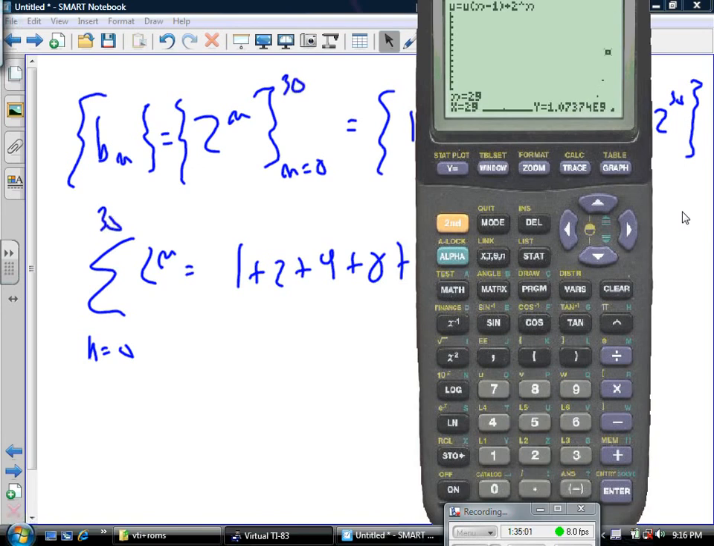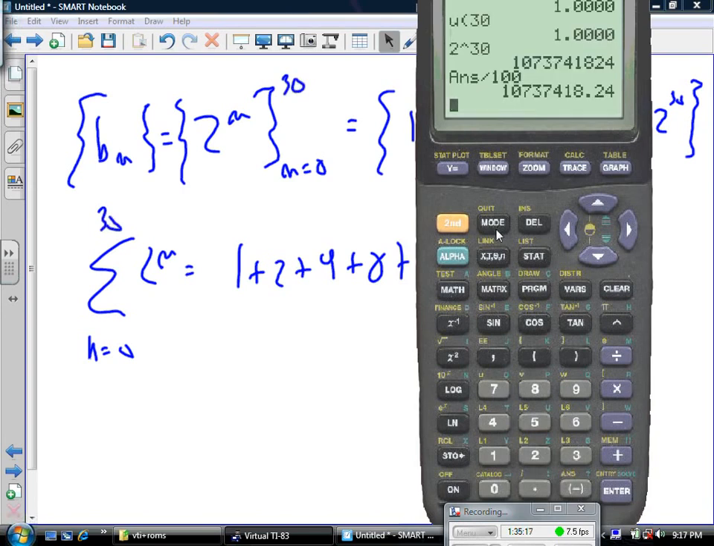24, 25, 27, 28, 29 is on the screen. 30 is off the screen, but there it is. It's 2 point something times 10 to the 9th. So it's over 2 billion pennies, right? If I do that on the home screen, second quit, I could do second U of 30. And the sum is that 2 billion? Yeah, 2,147,483. Wait, I said it wrong. 2,147,483,647 pennies divided by 100.